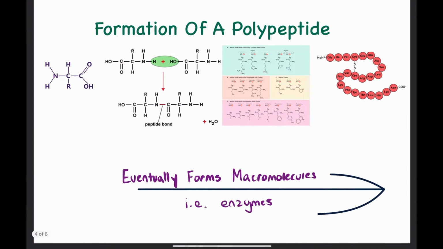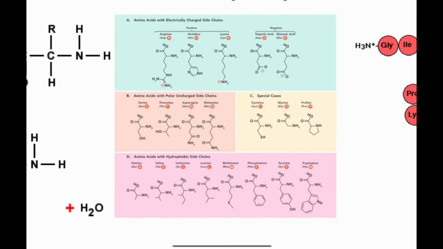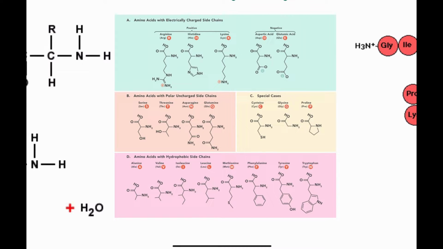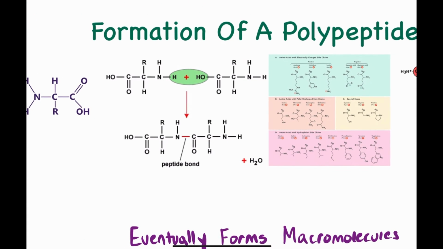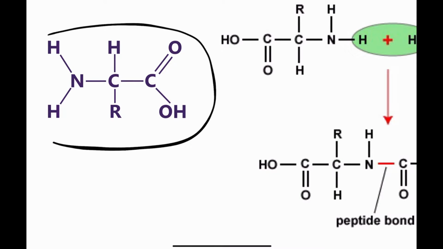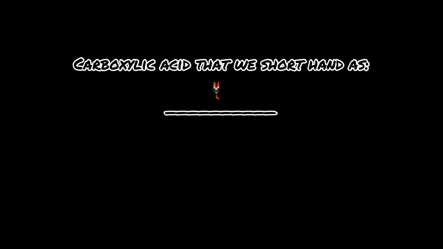Okay, so now let's talk about the formation of these polypeptides. So again, I said that this full chart here are all the different amino acids, and what can happen is they can connect, they can bond covalently to form a polypeptide. So here's kind of an idea of what an amino acid would look like, where we have a carboxylic acid.